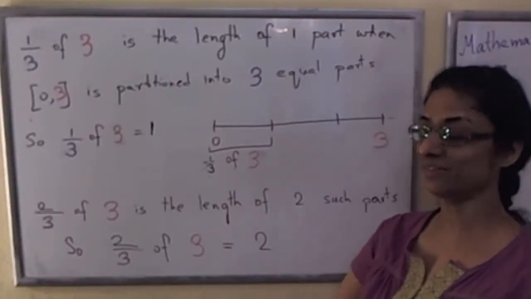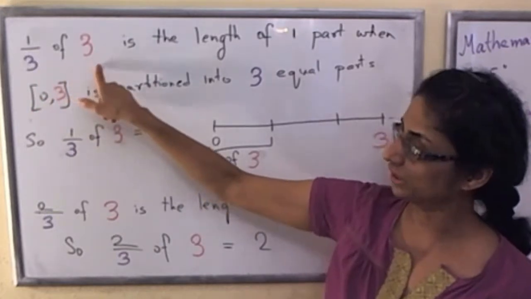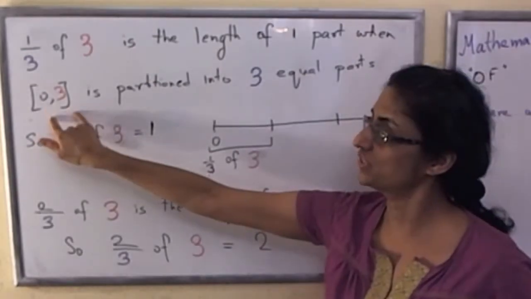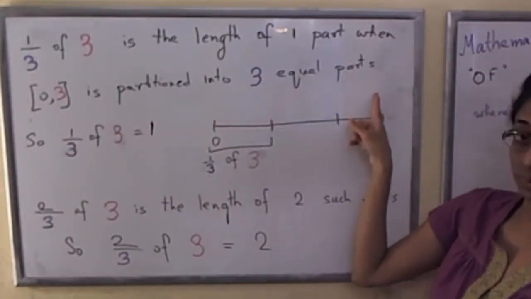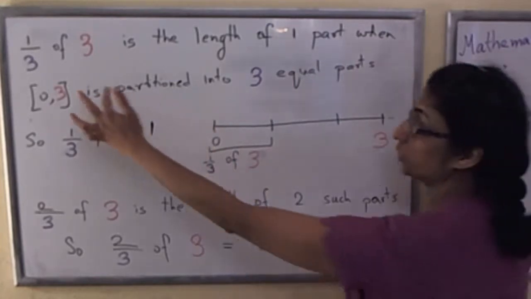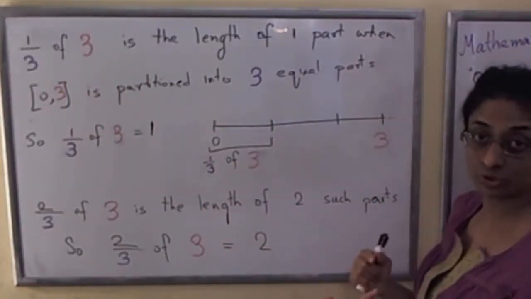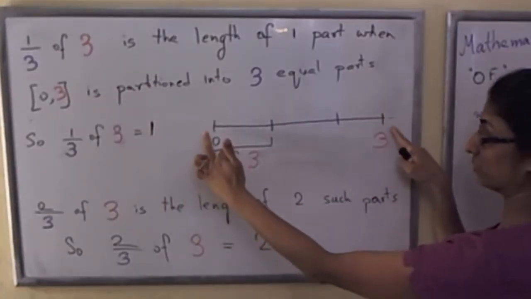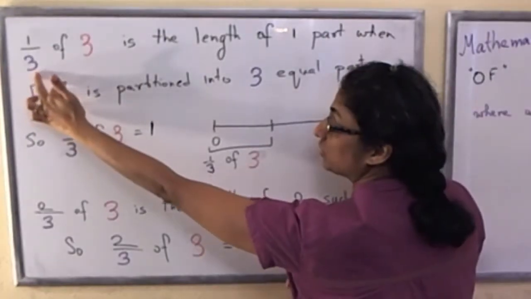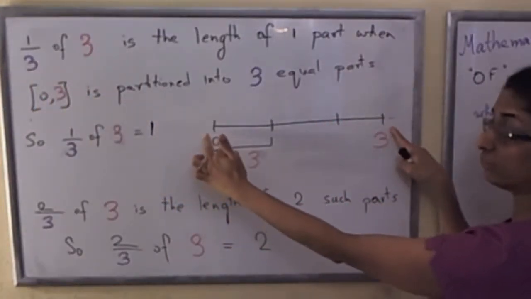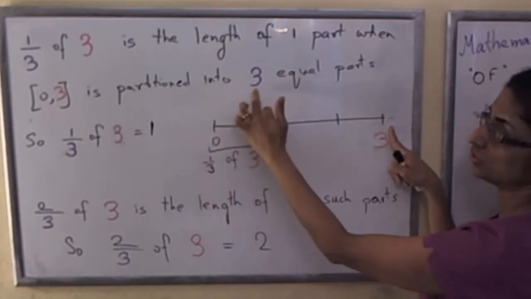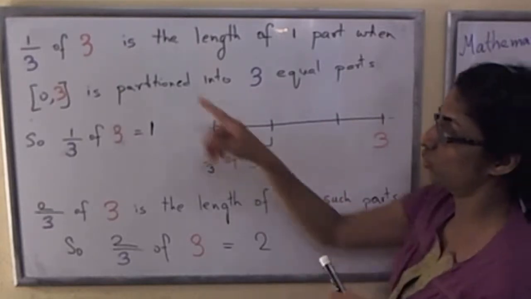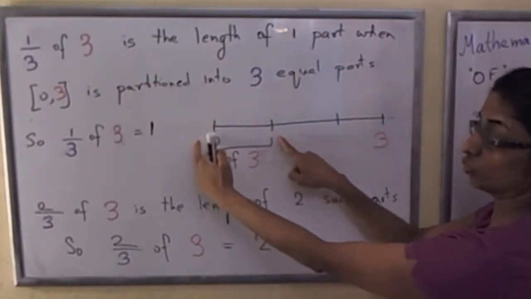So here's the precise definition for 1/3 of 3. 1/3 of 3 is the length of one part when the segment from 0 to 3 is partitioned into 3 equal parts. So what we're saying is 1/3 of 3, when we write it, this is what we mean. We look at the segment 0 to 3, so this 3 matches up with the segment 0 to 3. And this denominator 3 is telling us, let's partition this segment into 3 equal parts. And we're saying 1/3 of 3 is the length of one such part.